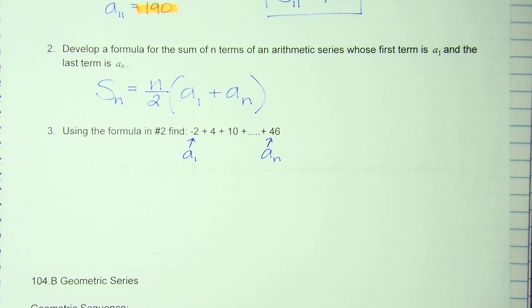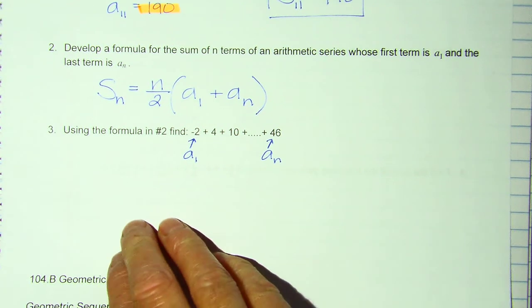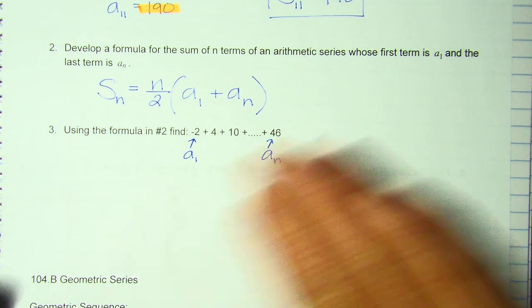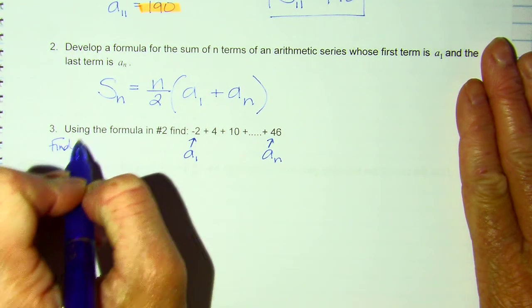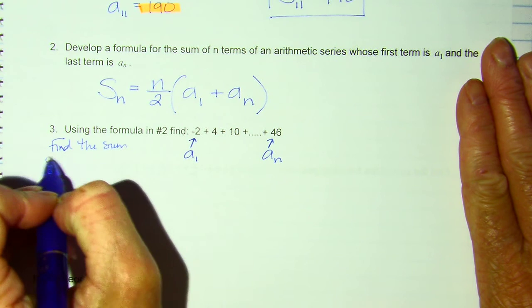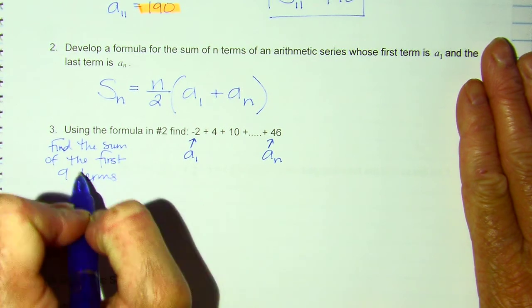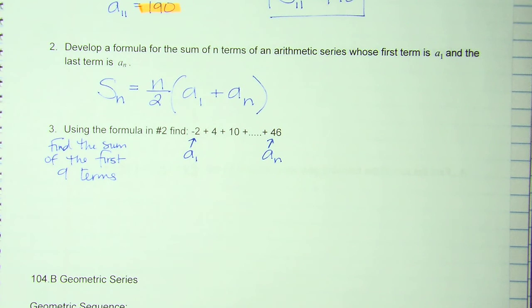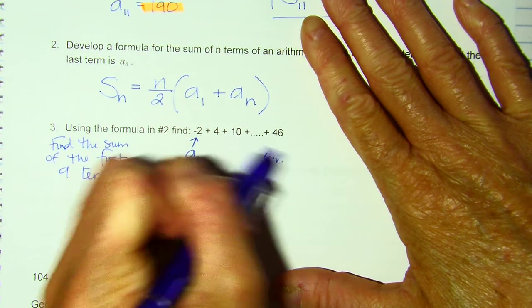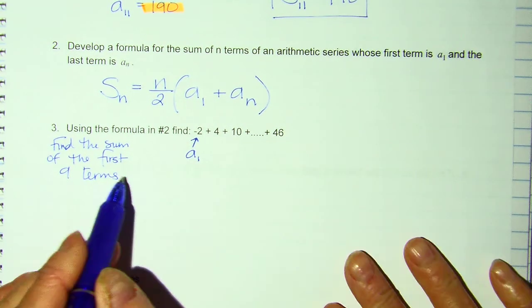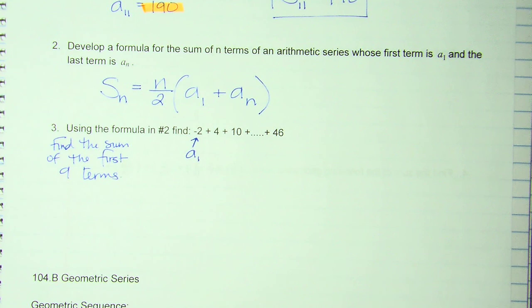And this should say, do I not have a part B? Sorry, this should say find the sum of the first 9 terms. Sorry about that. It should have said that, and I forgot to type that part up, so I will edit that. Let me make it Post-it, sorry.